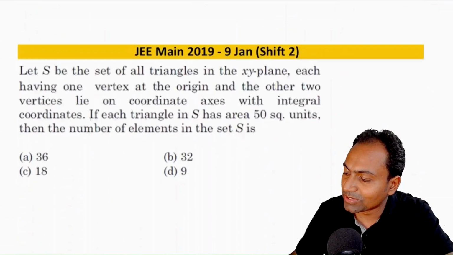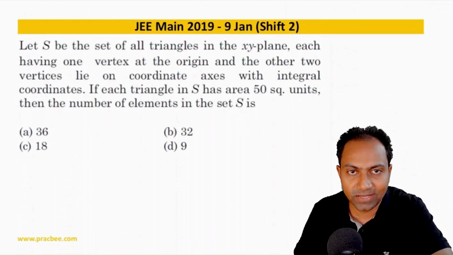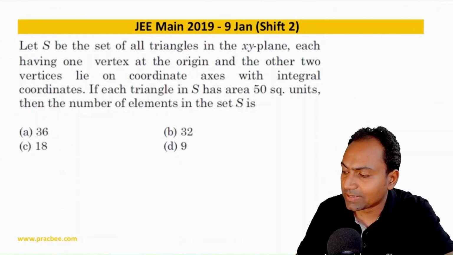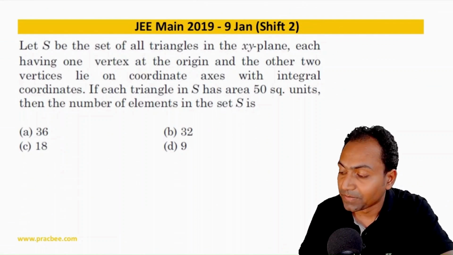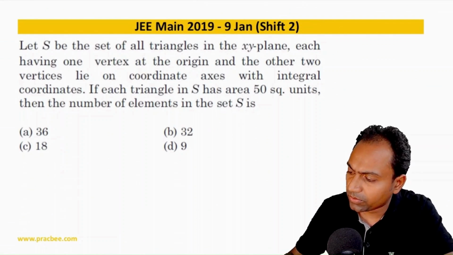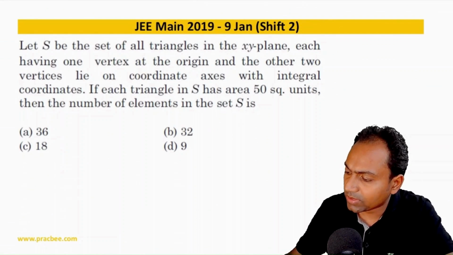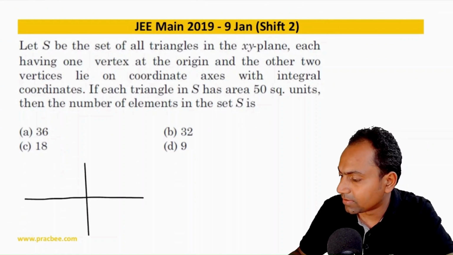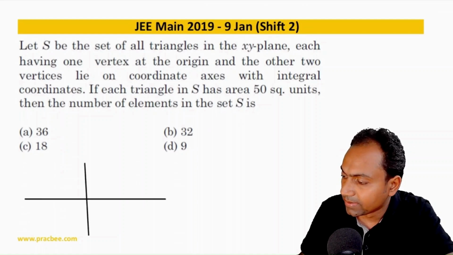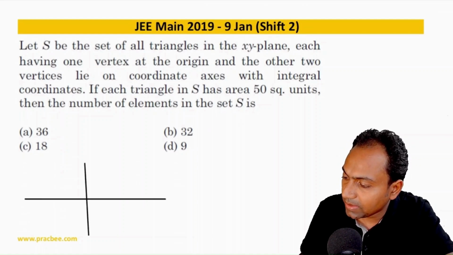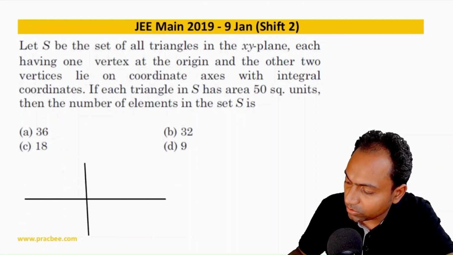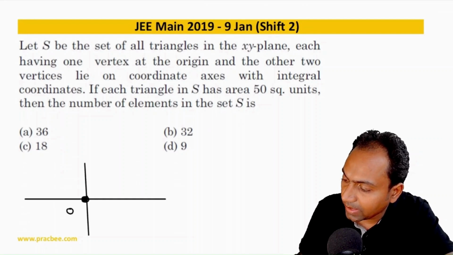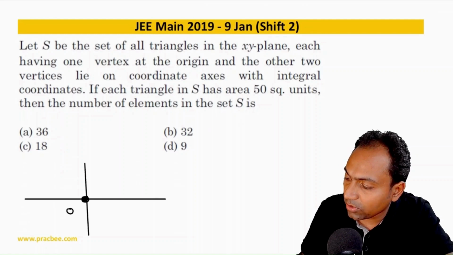Now let us look into the next question that came in 2019. What they are saying in this question looks like a question of geometry, but it is not. If you carefully write it down, they are saying: the set of all triangles in the xy plane, so let us draw the xy plane, each having one vertex at the origin, so one vertex is here at the origin, and the other two vertices lie on the coordinate axes.